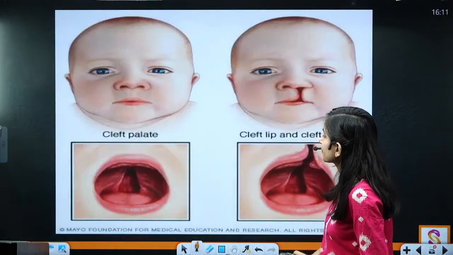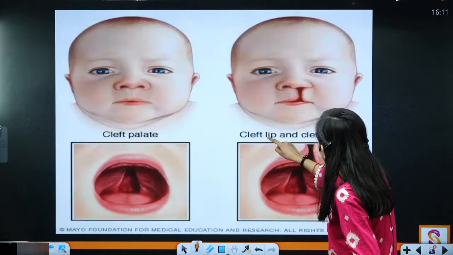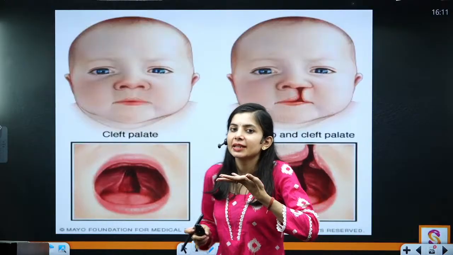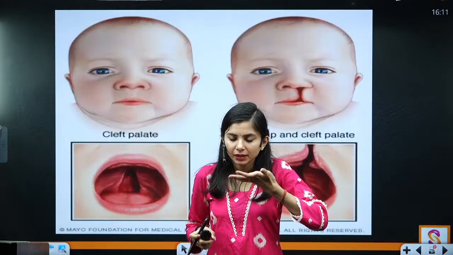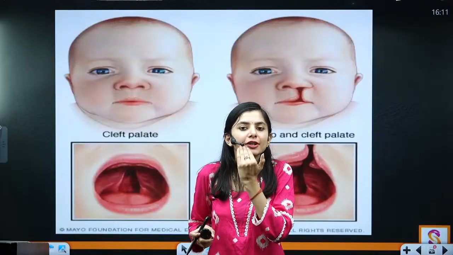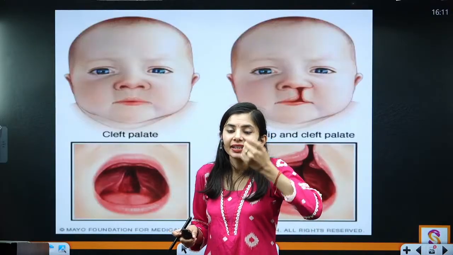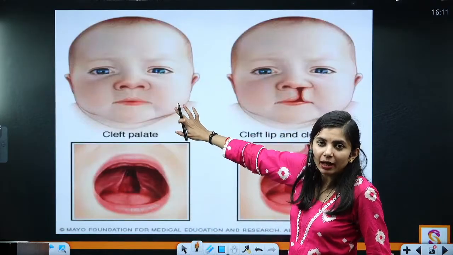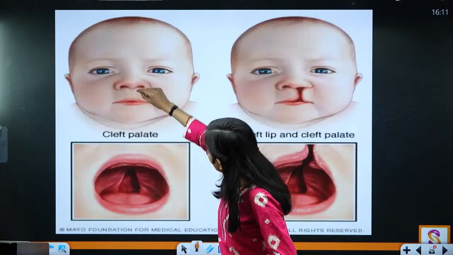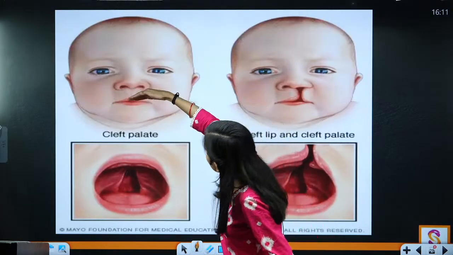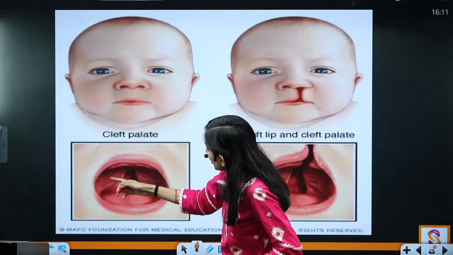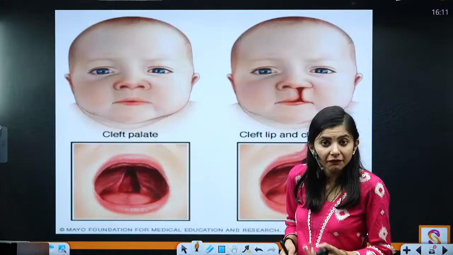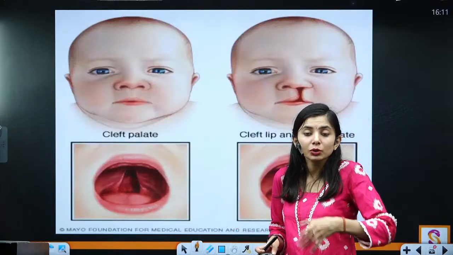Here you can see. This is the cleft palate and this is the cleft lip and cleft palate. For example, if you have your mouth upward and try to touch the palate, it is completely covered. But in the case of Patau syndrome, there is going to be one cut. If you ask this child to open their mouth, you can see there's a cut in their palate. It's difficult for this child to do certain things.